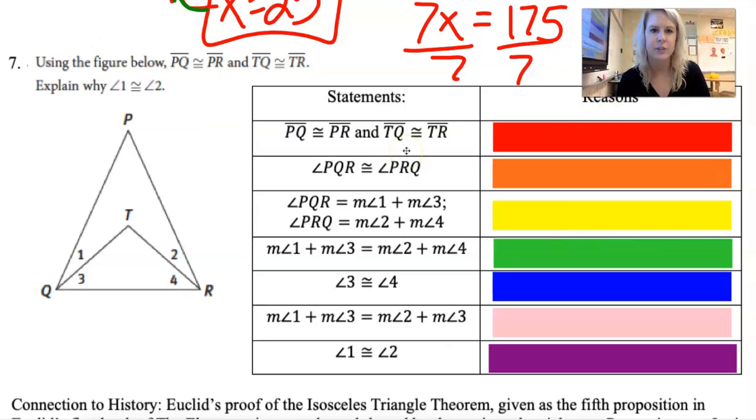Okay, using the figure below, I know that PQ is congruent to PR, and I know TQ is congruent to TR. Go ahead and press pause and see if you can try these reasons. It kind of goes back to module 1, so substitution property comes back, maybe transitive property, maybe angle addition property. See if you can try these on your own, and then we'll go over them. So press pause and give it a shot.